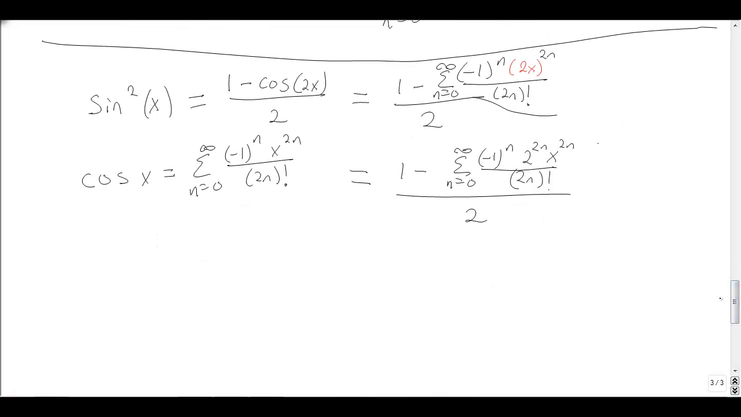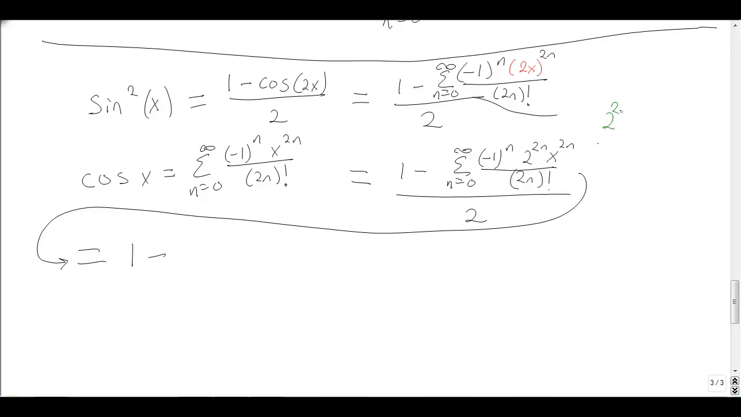Okay, now let's do 2 to the 2n here before we start getting overly complicated. Let's just go off to the side maybe here. 2 to the 2n is 2 squared to the n. That's 4 to the n, which is just sort of generally a nicer way to write that. So I'm going to do sum n equals 0 to infinity, 4 to the n, x to the 2n over 2n factorial, all over 2.